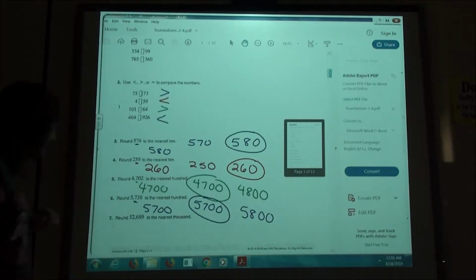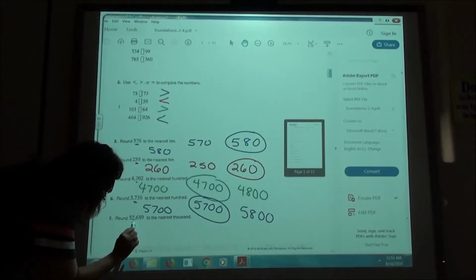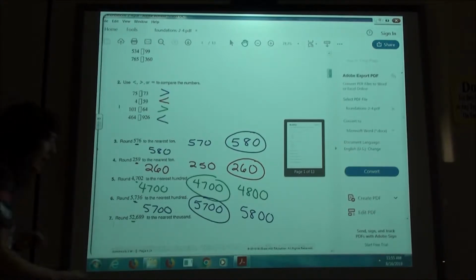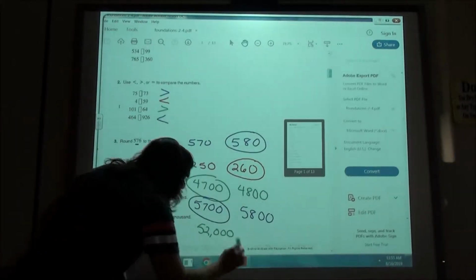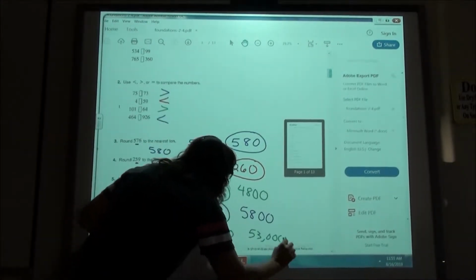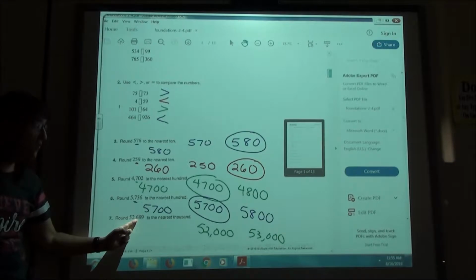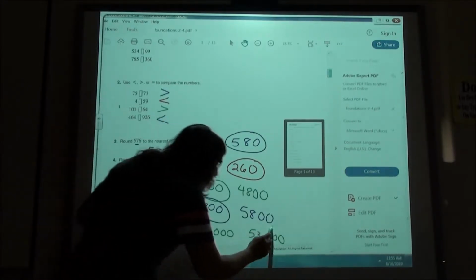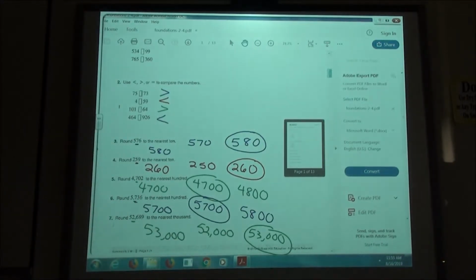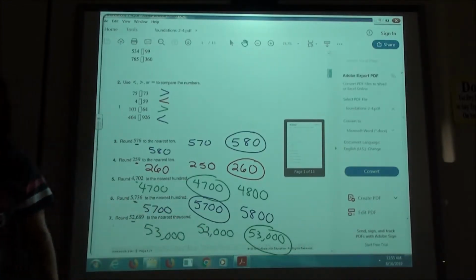And 52,689 wants us to round that one to the nearest 1,000. The nearest 1,000 would be the 2. 2 is in the thousands. So I'm thinking, do I leave it 52,000, rounding that to the thousands, or do I have to round it up to 53,000? Again, I'm going to look at the number behind that. It's a 6. Since 6 is 5 or higher, I end up rounding it up. And so 53,000 is where I'd round that off to. 52,689 is closer to 53,000 than it is to 52,000.